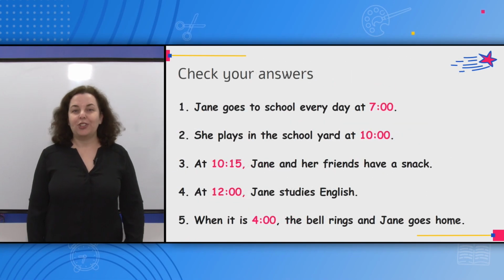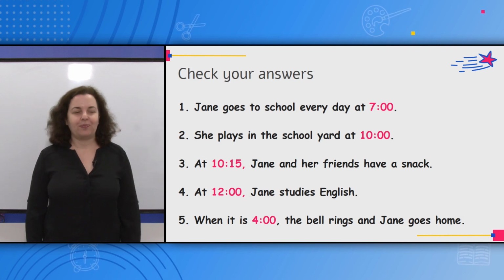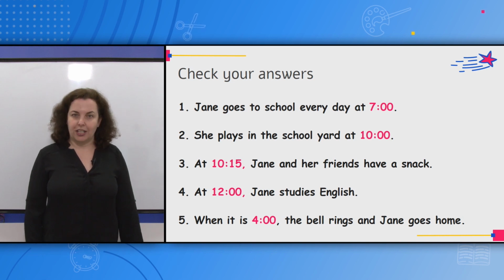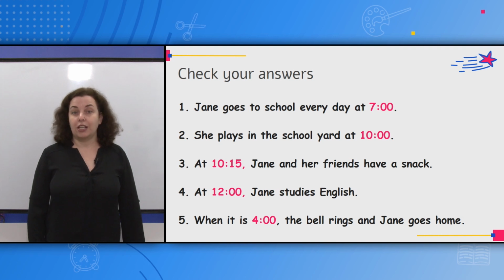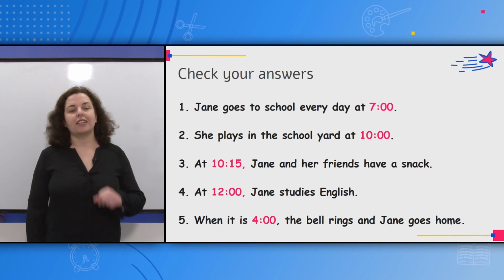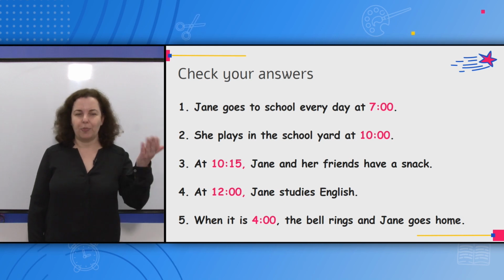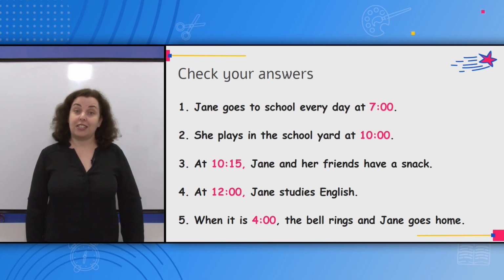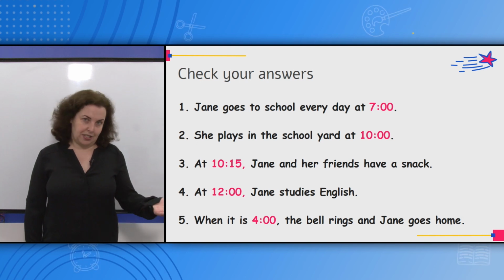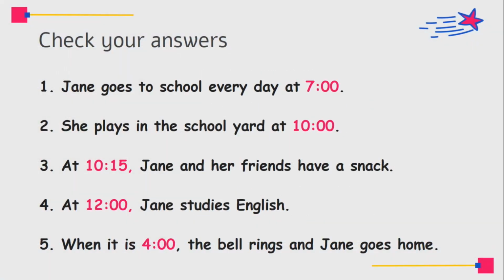Hi again. Did you manage to do this exercise? Let's look at your answers together. Number 1. Jane goes to school every day at 7 o'clock. Number 2. She plays in the schoolyard at 10. Of course, the words o'clock are missing here. I'm sorry for that. At 10:15, Jane and her friends have a snack.